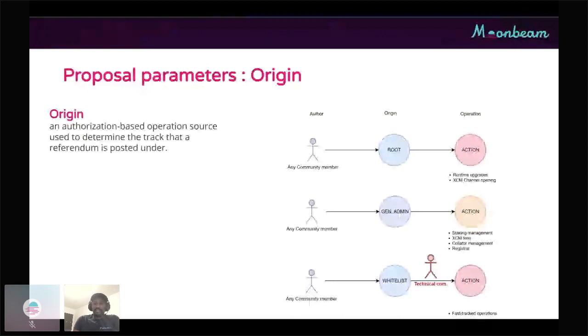For general admin, we can imagine that it would be staking management, XM fees, registrar identity verification stuff. And for the whitelist part, it's a track or an origin that can perform some actions, but those actions have to be whitelisted by the technical committee. So this is only used for a very important or emergency situation where we need to do something fast, but the technical committee has to agree on top of those actions, agree to make it fast. In fact, they do not have to propose something; they just have to agree that this specific set of operations need to go quicker.